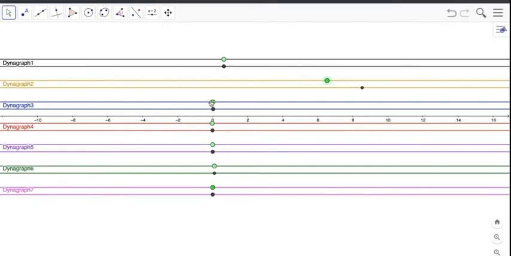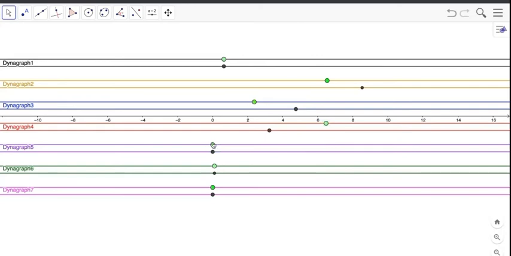The third one: when the green dot, let's call it x, and the black one y, moves, the value of the black dot is twice the value of the green dot. So the value of y is twice the value of x. We have the line y equals 2x. Let's look at diagram 4. When x, the green dot, moves, the value of the black dot y is half the value of the green dot. In other words, the value of the output y is half the value of x. So we have the equation of the line y equals x over 2.